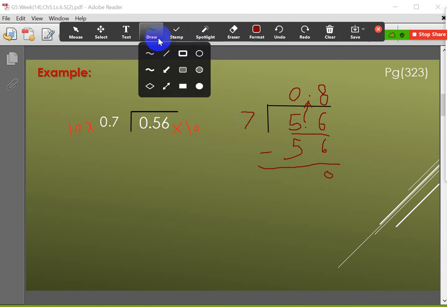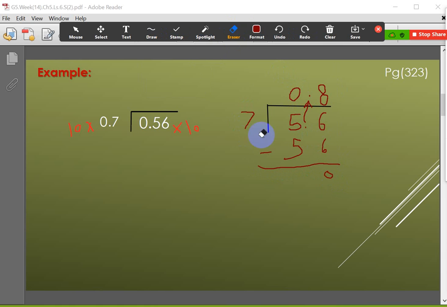Of course, this line, I will erase it. And 5 minus 5 equals 0. So the quotient is 0.8. This is the quotient also for this one. Okay?